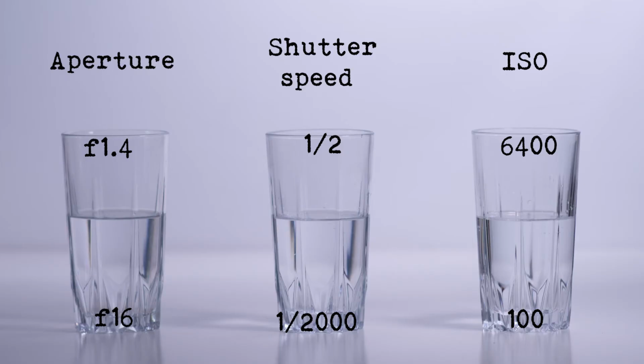So you can see each setting has its own use. And remember, if you have good exposure and you change one of the settings, you'll have to change one of the other two to compensate for this. As an analogy, these three glasses represent the three different settings. The water represents how much light you need for a good exposure. If I want to change one of the settings, I have to change one of the other two settings.